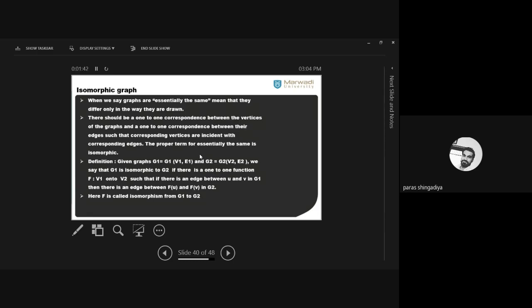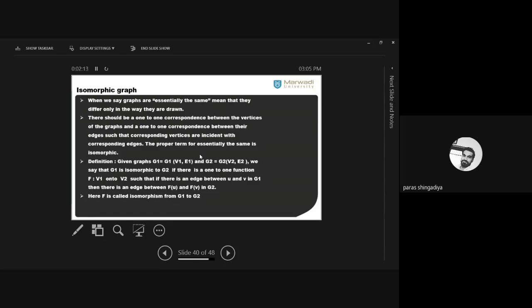For that we have to check the one-to-one correspondence between the vertices and between the edges. If both graphs have a one-to-one correspondence, then we can say that both graphs are isomorphic. And that is the mathematical definition. If there are two graphs G1 and G2, with vertex and edge sets V1, E1 and V2, E2, then how can we check that G1 is isomorphic to G2?